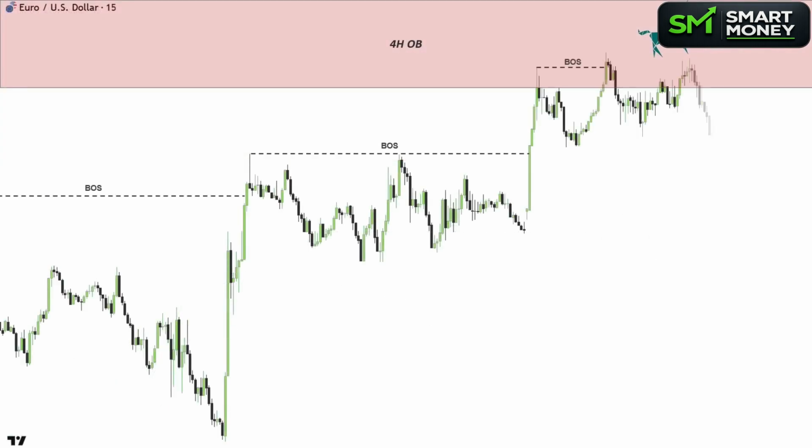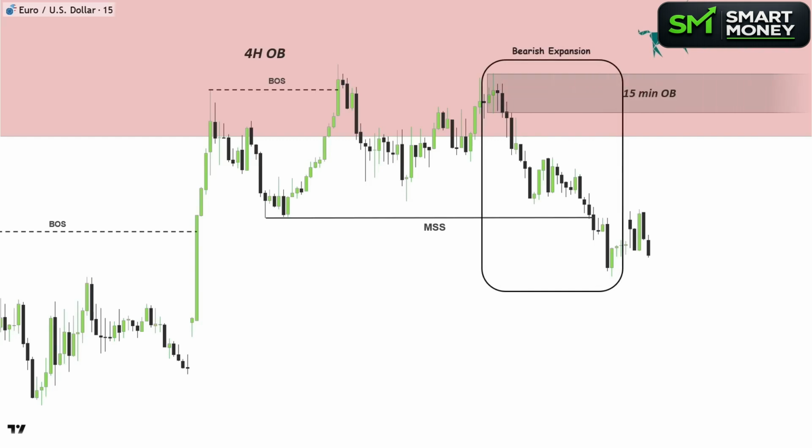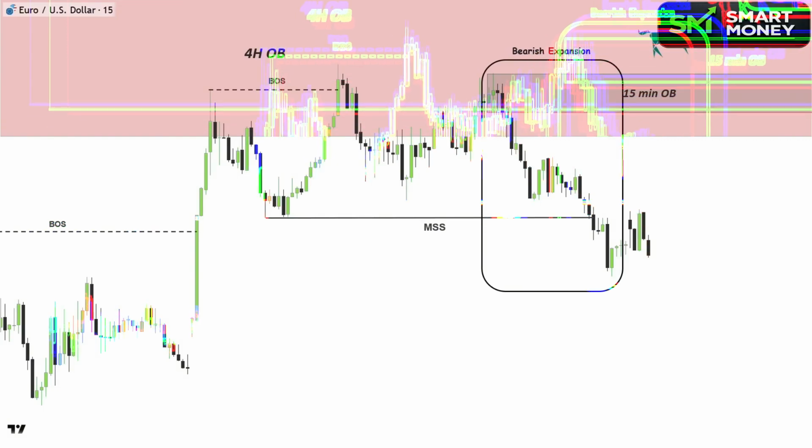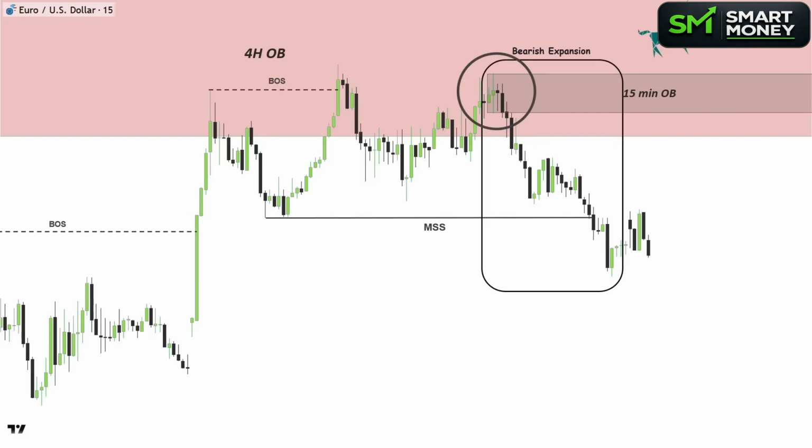Now, as you can see, after tapping into the higher time frame supply zone, price reversed and formed a clear market structure shift. This shows that buying momentum is fading and sellers are taking control again. So our 15-minute bias turns bearish, and we can start looking for short opportunities. Now, if you look closely, we also have a bearish order block inside the 4-hour order block. This 15-minute order block was formed at the origin of the market structure shift move, and it is created by these two up-close candles. So now, we have the 15-minute entry area we were waiting for.